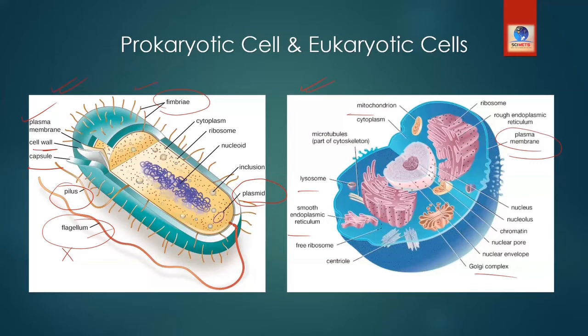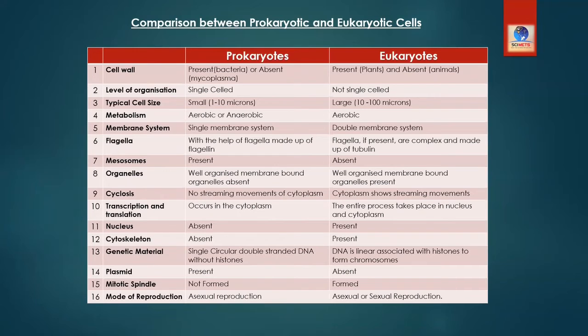I wouldn't say all cells, but mostly absent in eukaryotic cells. A few special kind of cells do have a flagellum, but their organization is different, and not all cells have these flagellum or ciliated structures. You can pause the video and take a screenshot of this comparative study between prokaryotic and eukaryotic cells.